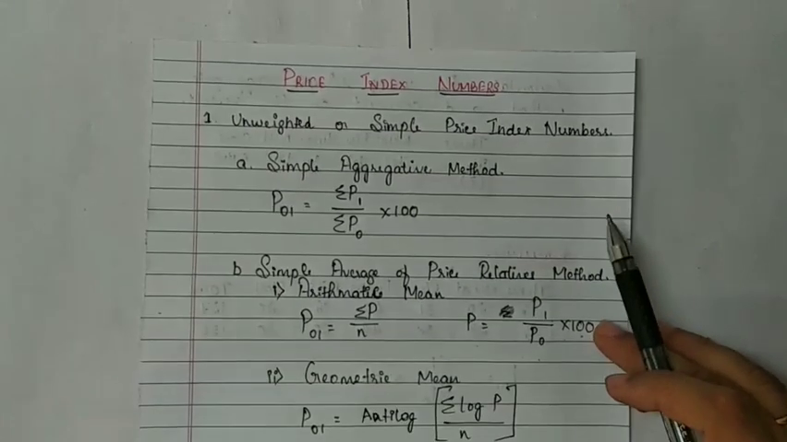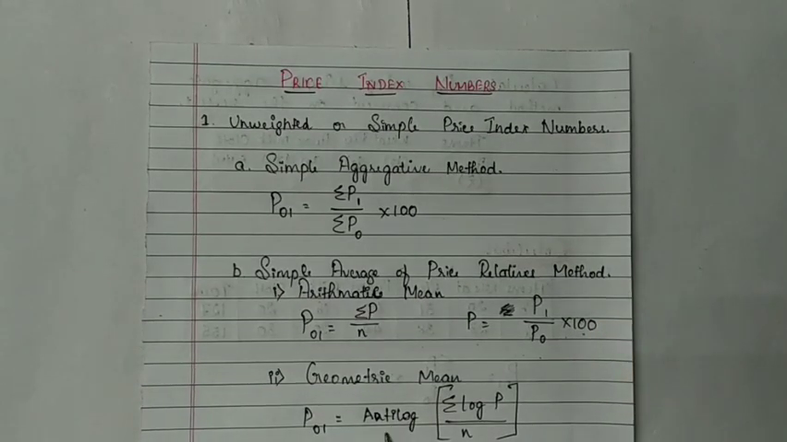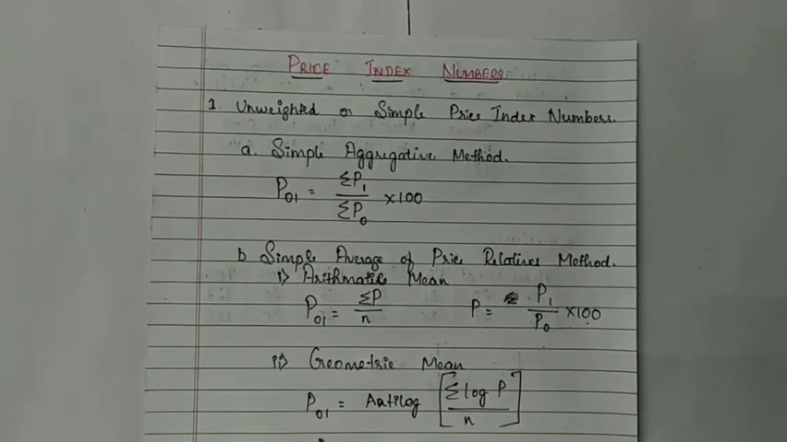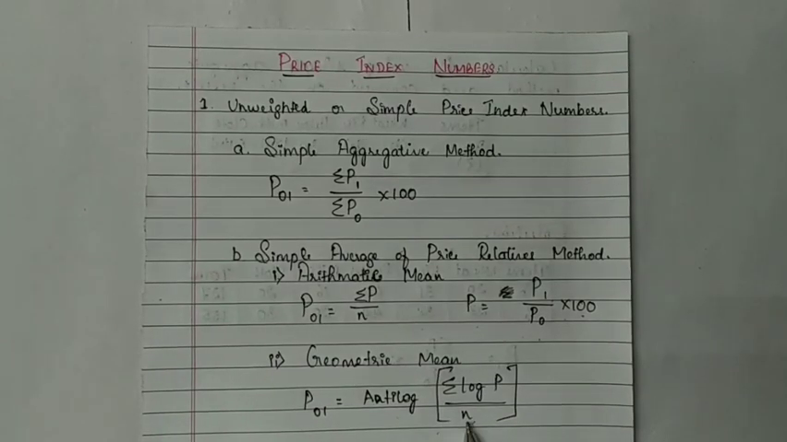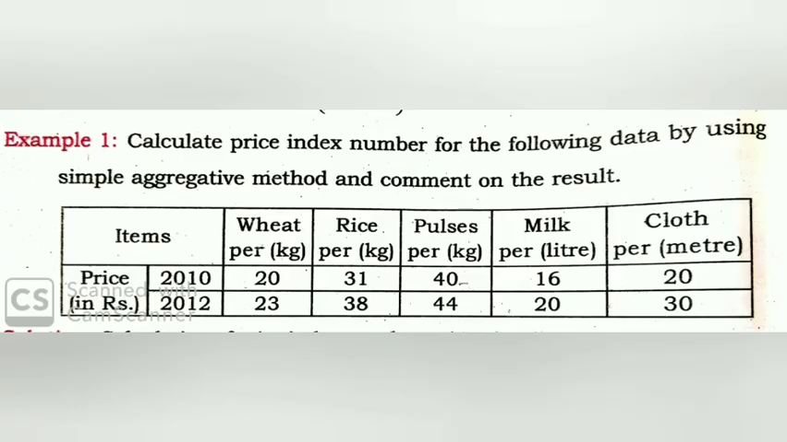And the second one is geometric mean. There, antilog and log methods, log tables, are used. So P01 is equal to antilog of summation log P divided by N. Okay. So here is our first problem now.